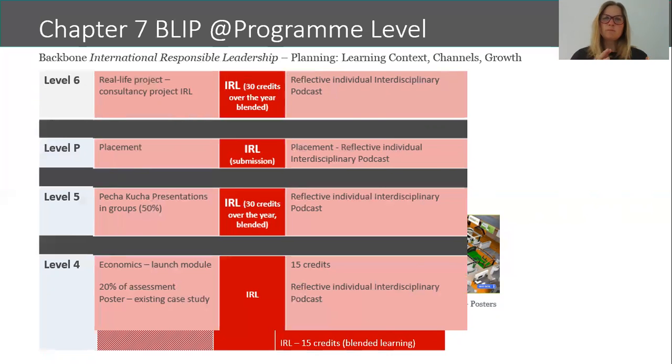So I hope these examples at program level give you a bit of an idea of how I applied BLIP phases, BLIP considerations, and made decisions at the very beginning.